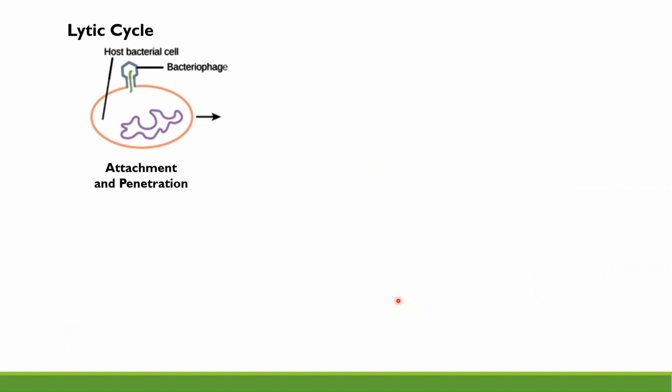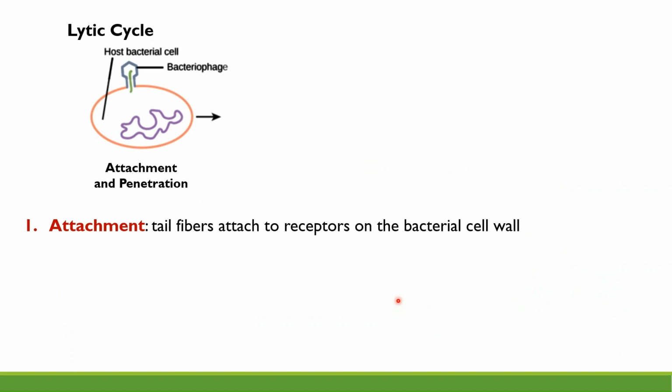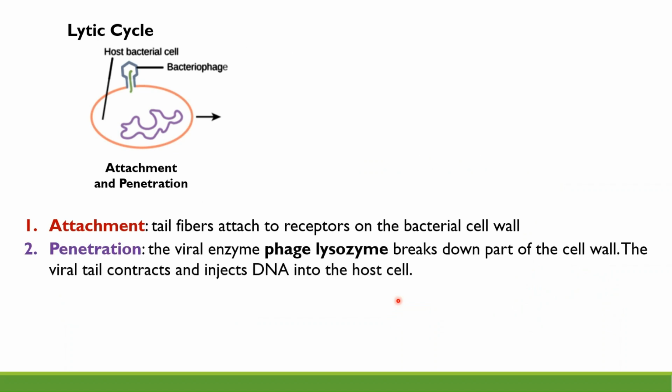The lytic cycle comes from the word lyse, which means to break apart. We've learned about plasmolysis when we learned about osmosis, and that is when the plasma membrane breaks apart or lyses. So what happens here is that the bacteriophage lands on its host bacterium, and it's going to inject its nucleic acid, shown here with that green line, into the cell. So we have attachment and penetration. The tail fibers attach to receptors on the bacterial cell wall. For penetration, there's a viral enzyme called lysozyme, and it's going to break down part of the cell wall right where it's going to inject its DNA. And so the viral tail contracts and injects that DNA into the host cell.